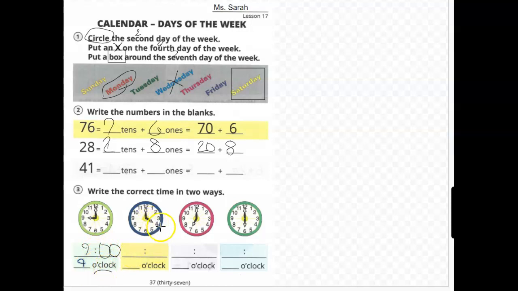This one, the hour hand, because it's shorter, hour is shorter, is at the 4. And the minute hand points to the 12, which means 0, 0. There's no minutes yet in the hour, which is 4 o'clock. I wrote my 4 a different way today. Go ahead and do these two. So push pause, do these two, and come back when you're ready to move on.